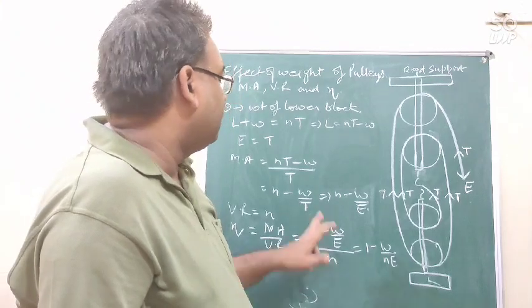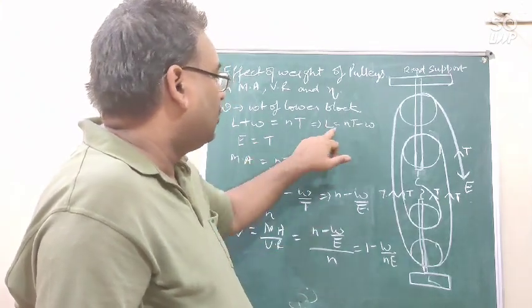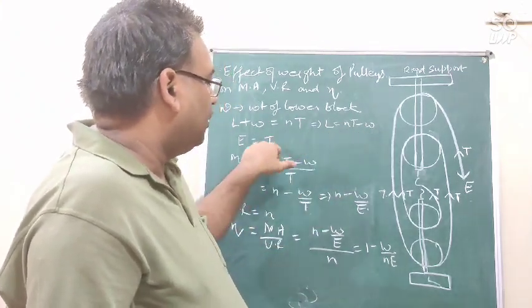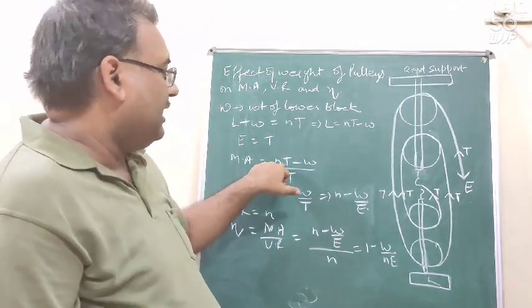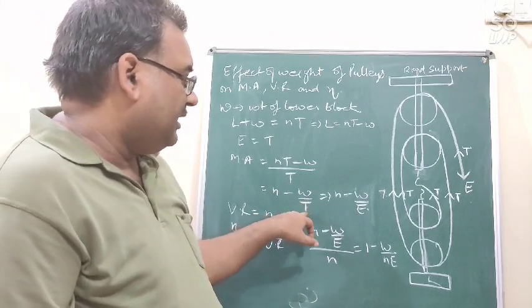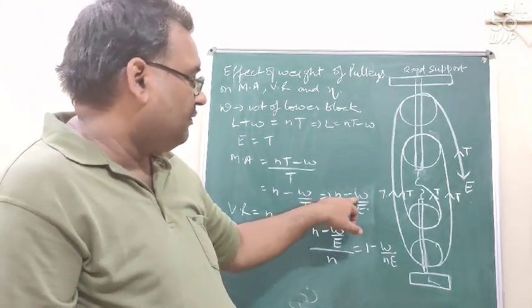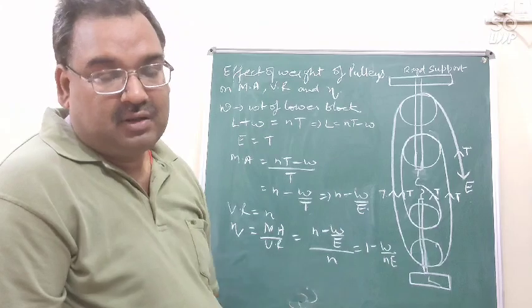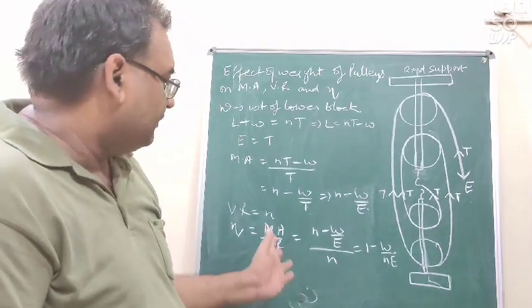Now the mechanical advantage formula is load upon effort. We substitute the values of load and effort. Load is equal to nT minus W and effort is equal to tension. We substitute here (nT minus W) upon T. What we get? This is equal to n minus W upon E, effort. Is it clear?